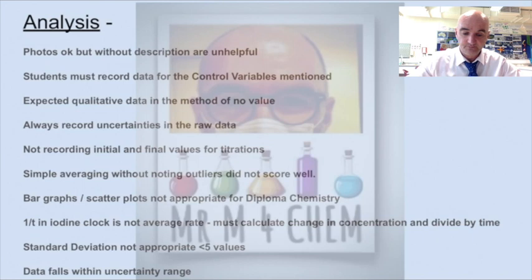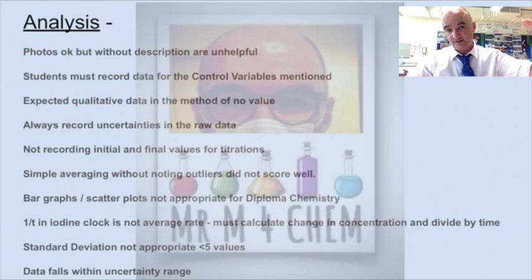Okay. Not recording initial and final volumes for titration is still done, just giving the total volume. Please send the initial and the final and the total uncertainty. You add the 0.05 in the first, the 0.05 in the second, to get 0.1 centimeters cubed.